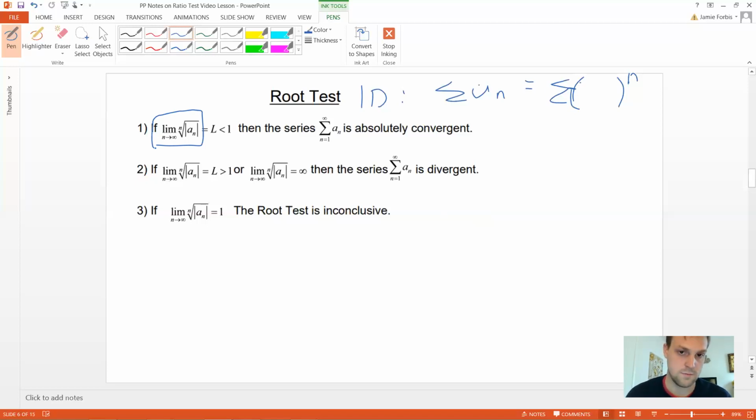If that limit is less than 1, it's absolutely convergent. If that limit is greater than 1, then the series a sub n is divergent, and if it equals 1, it's inconclusive. So if I set up this limit and it's equal to some number that's less than 1, it's absolutely convergent. We're about to do one example of that, because it's not the most tested thing, but it does go with the ratio test. Then I'm going to move on to some optional stuff. Questions on that? Everybody got that written down? All right, then our next slide.